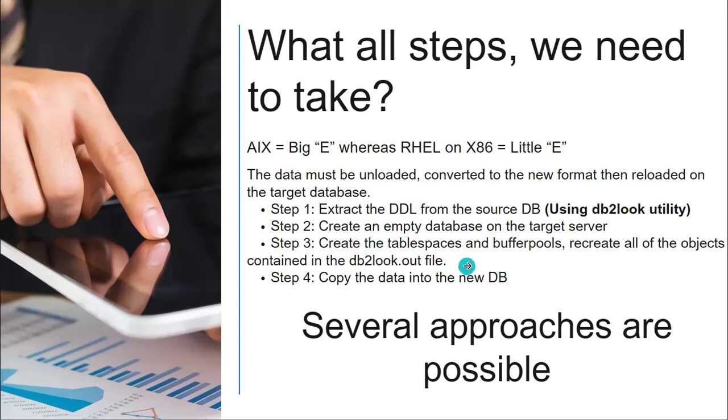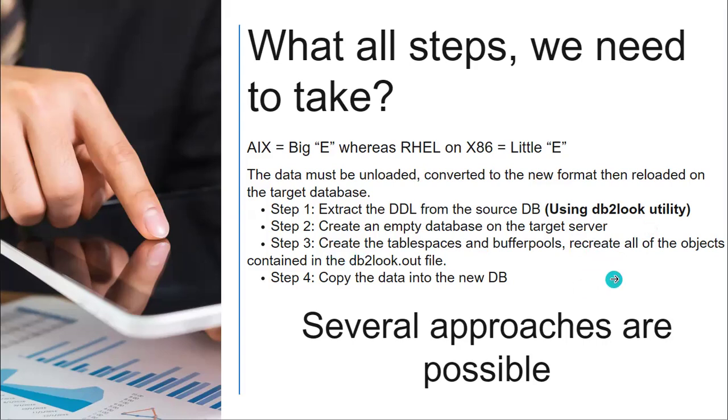So step 2, create an empty database on the target server. Using the DB2 look DDL, you first need to move that file by using FTP, SCP, WinSCP, any tool, utility or command which you are well versed in, from source to target. Then you migrate your DDL file from source to target and create a dummy database before doing anything else on the target.